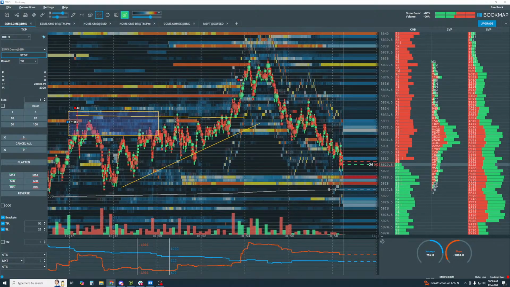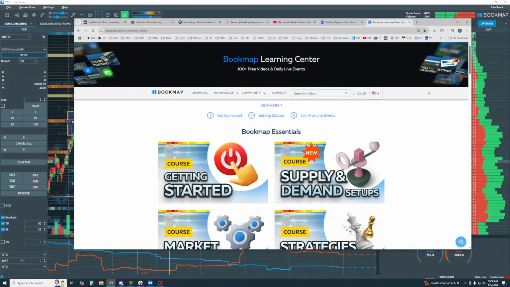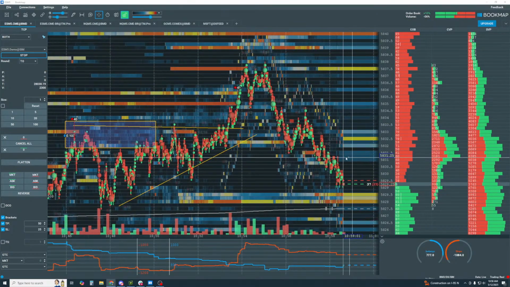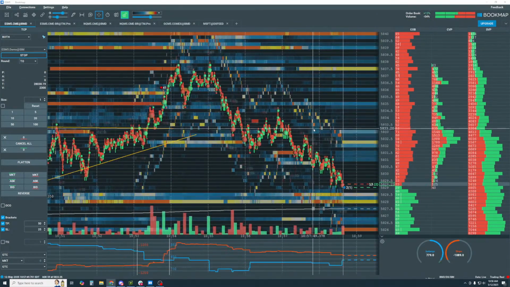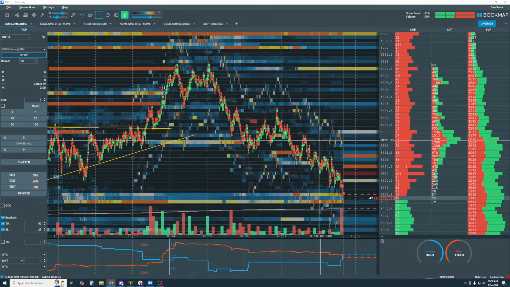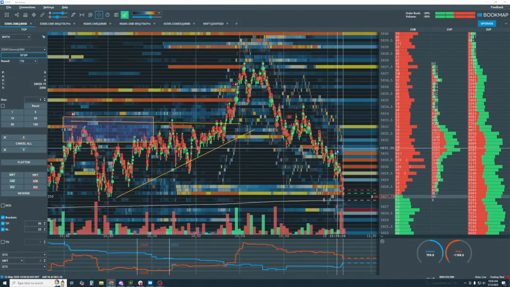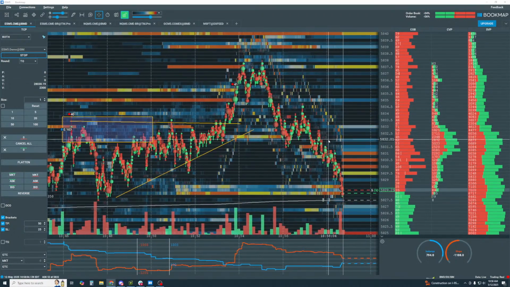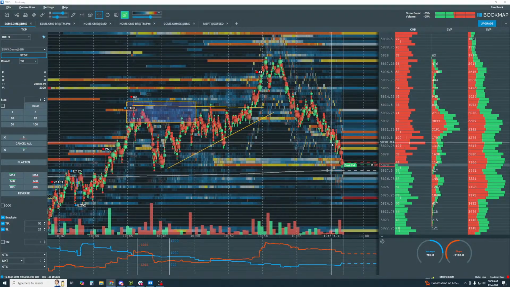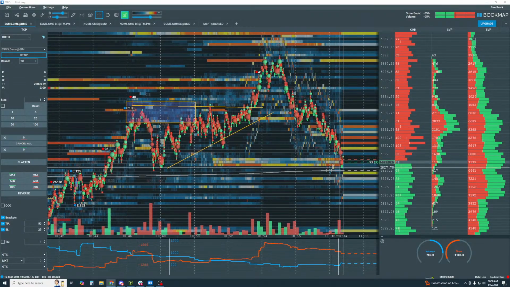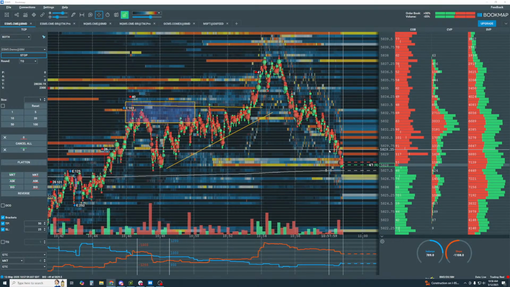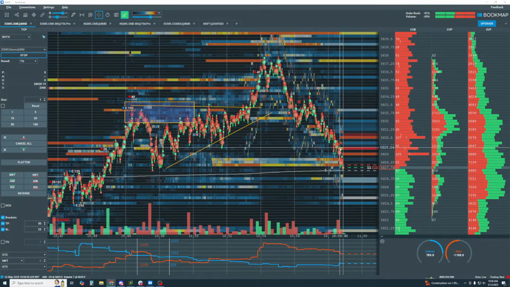That's exactly what this whole course is all about, simple supply and demand setups, and then how to take advantage of them. And Bookmap is just so good at showing this. So that's why we're trying to keep it simple in here. The simpler it is, the more we know what we're doing.